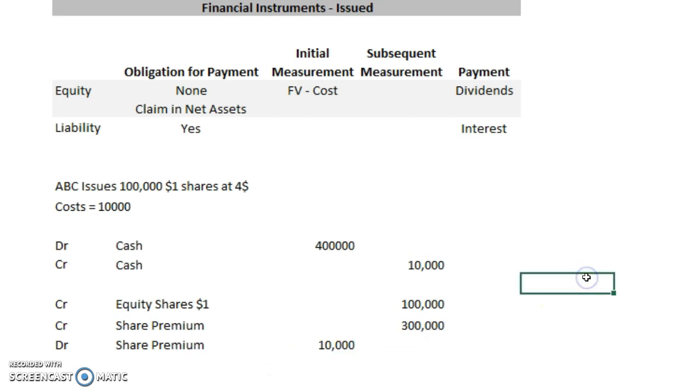So that's the whole transaction for the issue of these new shares. We debit cash with the full amount, and we split it between equity at $1 a piece, and the remainder goes into the share premium account. And then we pay cash. 10,000 goes out of the cash account, and that's balanced off, paid for through the share premium account. And that is the accounting for the issue of equity. Let's have a look at the issue of liabilities.